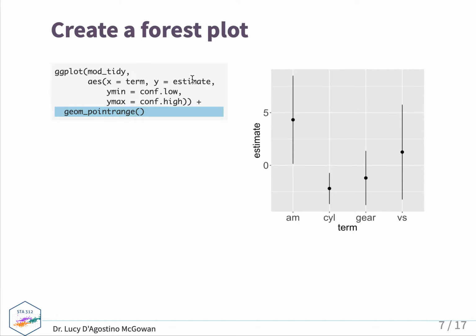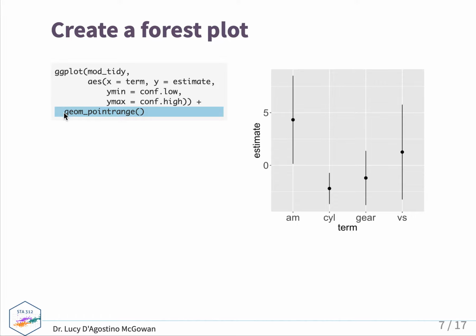And so these terms here, term and estimate, are consistent values from when you use the tidy function. Your terms will always be in a column called term. Your beta coefficients will always be in a column called estimate. And the lower bound and upper bound of your confidence interval are going to be in conf.low and conf.high. And so I want to set my y min to conf.low so that the minimum here is going to be the lower bound. And I want to set my y max to conf.high so that it shows the upper bound.